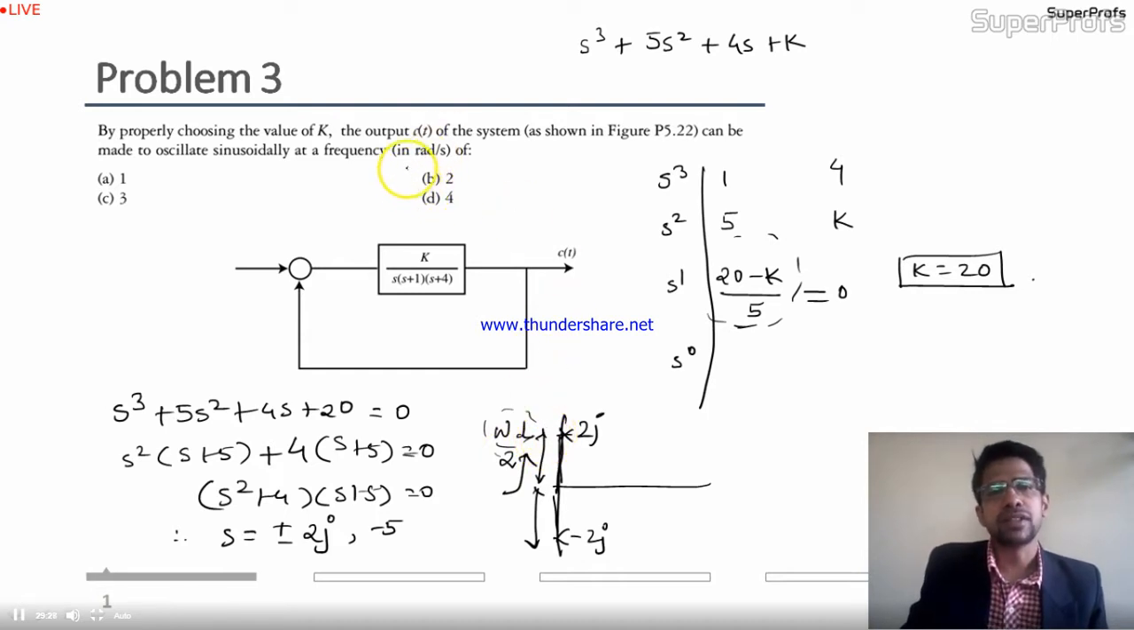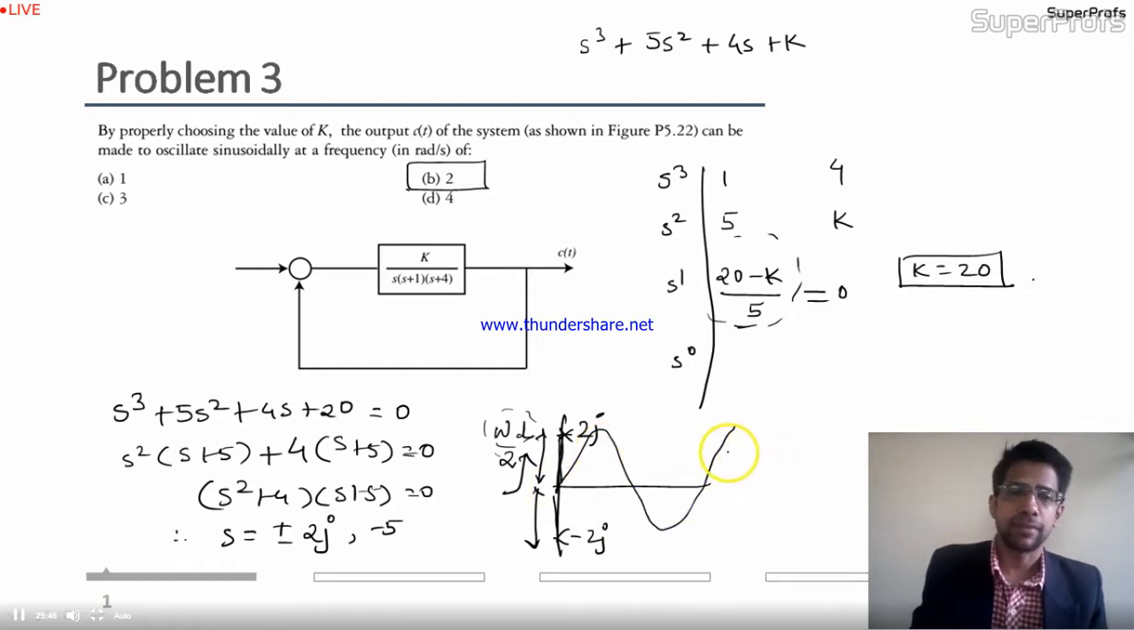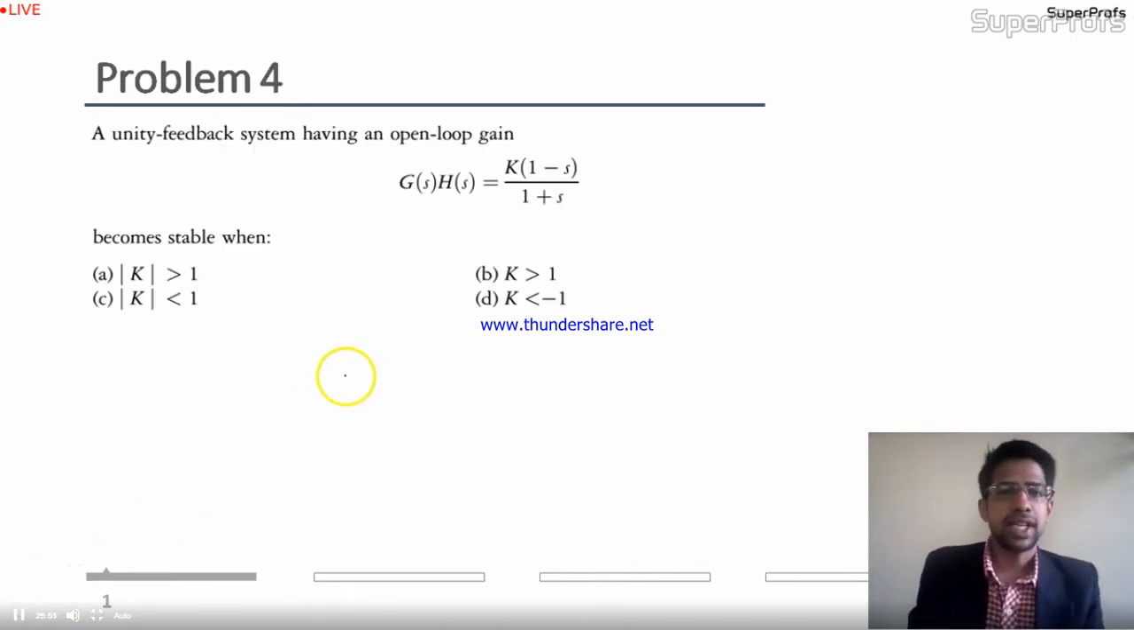So in this case, the answer is B. So the given system for k equal to 20, which was all upon us how to choose this value of k, will oscillate with the frequency of 2 radians per second. Okay, so answer is B. Let us go forward and see problem number 4.